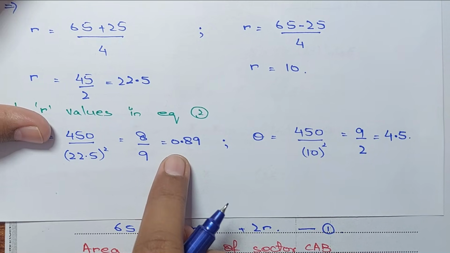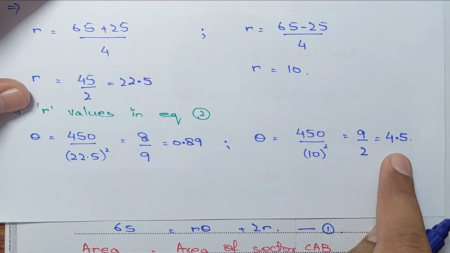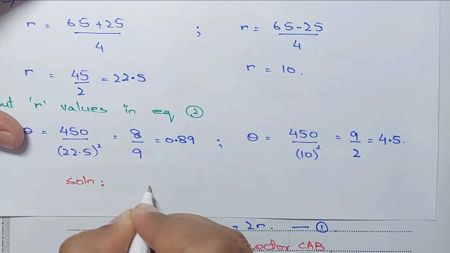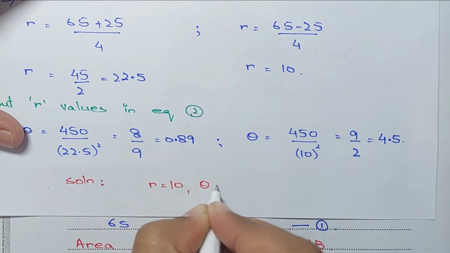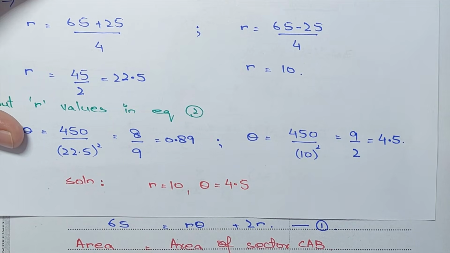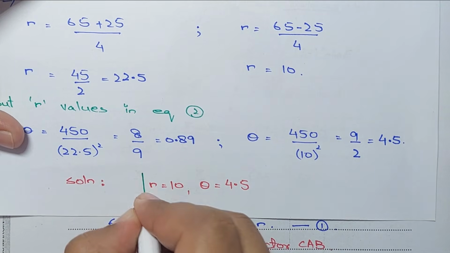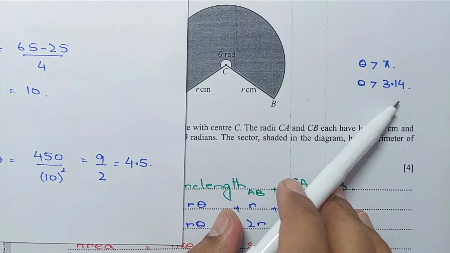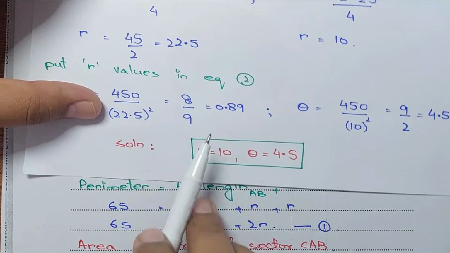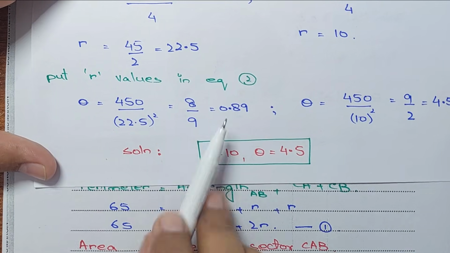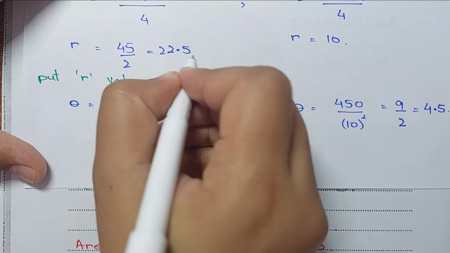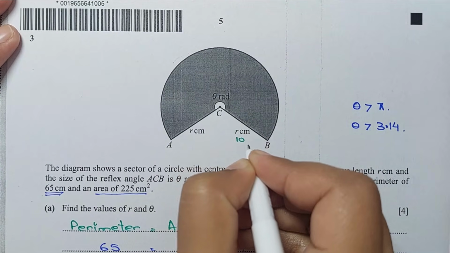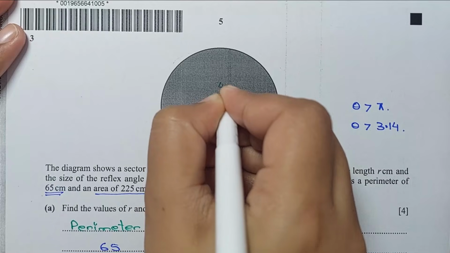So this value of theta is not acceptable. This value of theta is acceptable. So the only solution is r is 10 and theta is 4.5. The other value of theta is not acceptable, because the value of theta should be more than pi, and this value is 0.89, which is less than pi. So this is not an acceptable solution. Now this radius is 10 centimeter and theta value is 4.5.